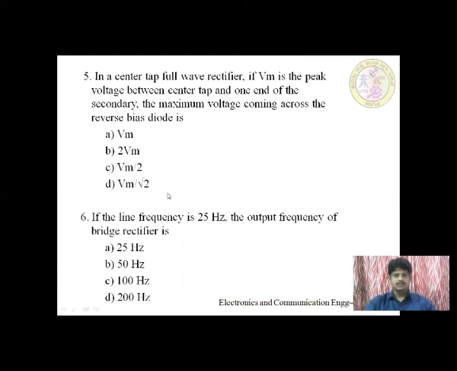Okay. So next question is, if the line frequency is 25 Hz, the output frequency of the bridge rectifier is. So once again, it's related to the frequency. So if the input frequency is 25 Hz, the output will be double. So it comes as 50 Hz.